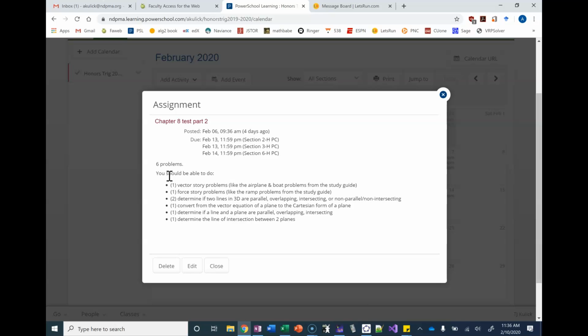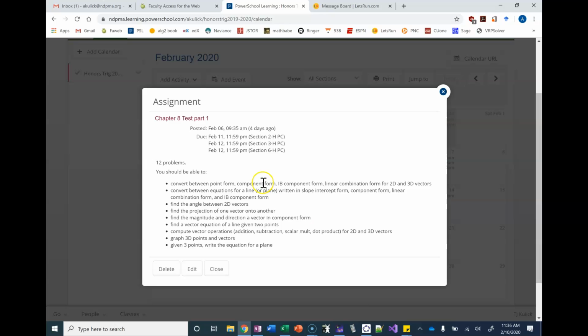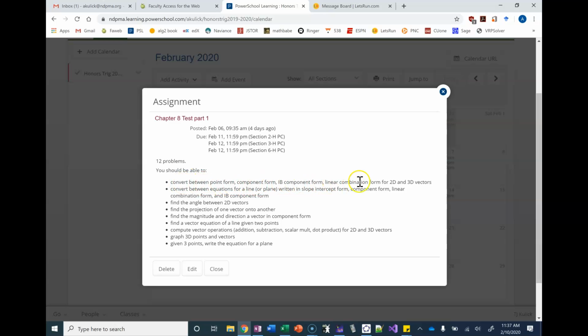Trevor? I have a question for part 1. Sure. For the points you had, are points 1 and 6 the same exact concept? Points 1 and 6. So convert between for 2D and 3D vectors, and then what is this? 1, 2, 3, 4, 5, 6. Find a vector equation of a line given 2 points. No. 7 says compute vector operations.